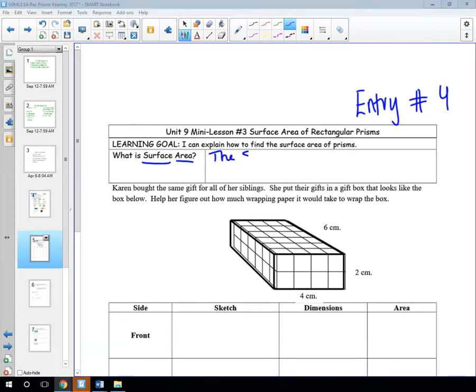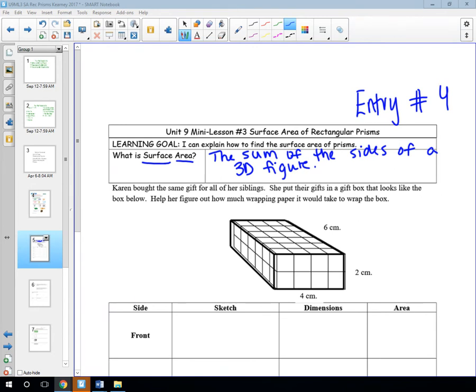So the sum of the sides of a 3D figure. So where in the real world would you need to find surface area? Where would you need to cover the outside of something? Okay, when I'm looking around my room right now, I'm actually thinking, well, if they were to come in here and paint, I would need to find the area of the wall, so the surface area. If they wanted to come in and put tile on the floor, I would need to know the area of my floor, so the surface area.